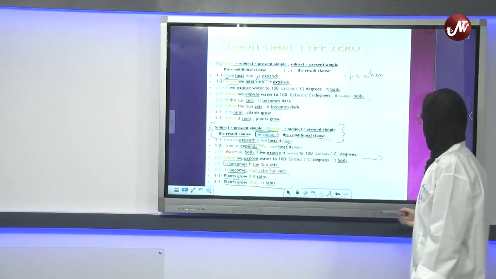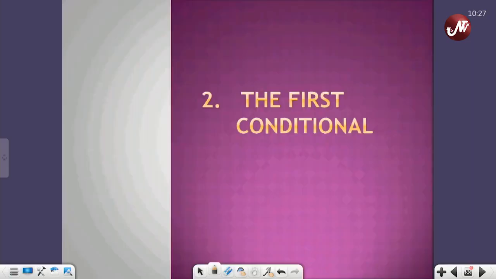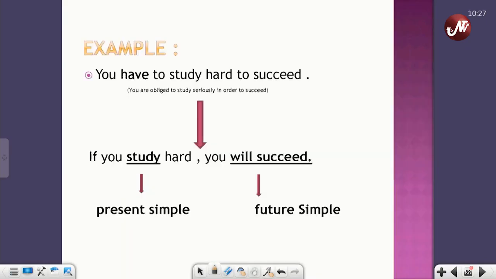Understood? Great. So we move to the first conditional now. Example. You have to study hard to succeed. So this is the verb.